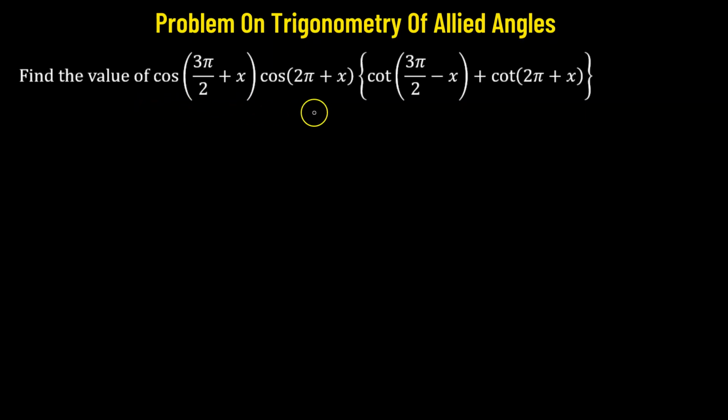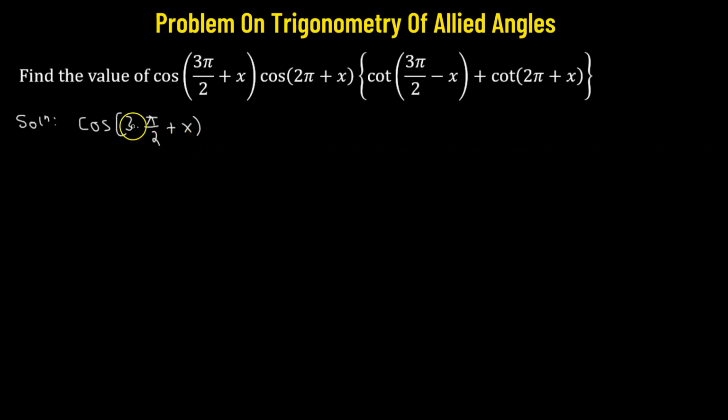We need to find out the value of the given trigonometric expression. So let us begin. First, we'll try to simplify each of the trigonometric ratios. So let's begin with the first one. We have cosine of 3 times pi over 2 plus x.